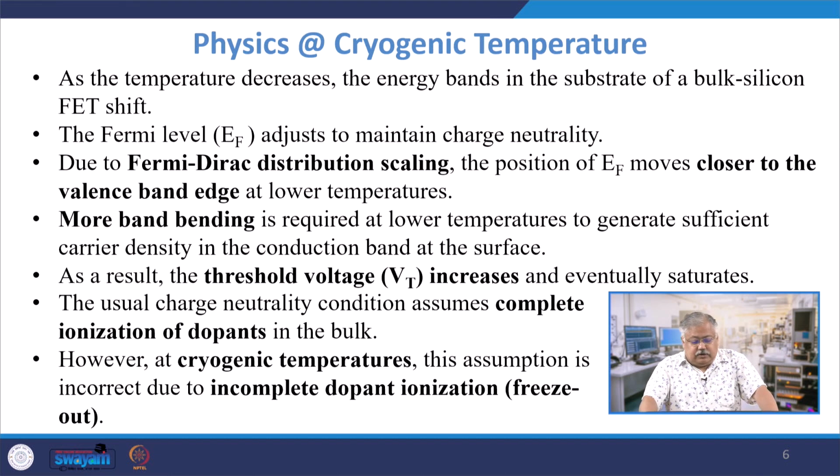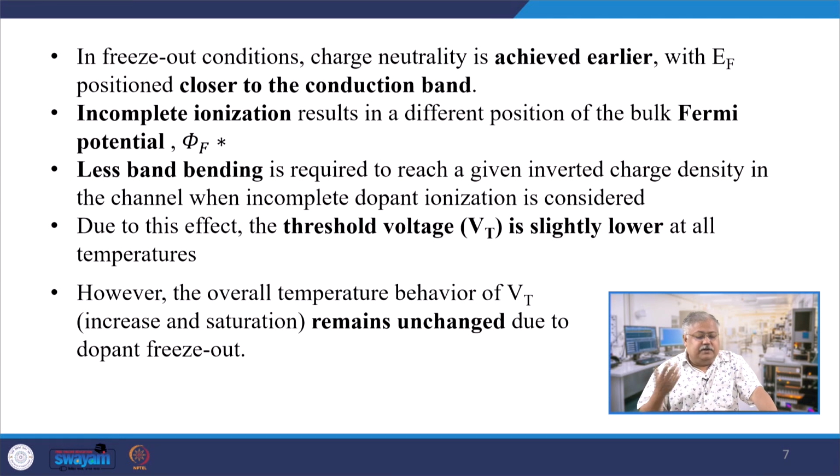Similarly, the charge neutrality model assumes complete ionization of bulk dopant, but that's not true when the temperature goes down to a very low value. Therefore there is incomplete dopant ionization, known as freeze out. As I discussed, in freeze out conditions, charge neutrality is achieved earlier, right? So at T equals 300 Kelvin, when there is no freeze out, you require lower band bending, and therefore you require much heavier charge neutrality at freeze out conditions.